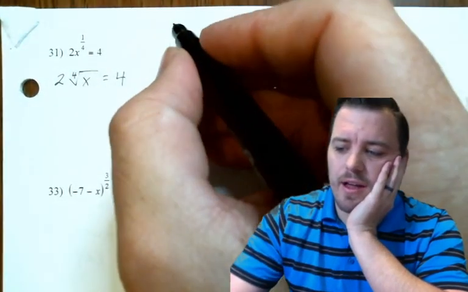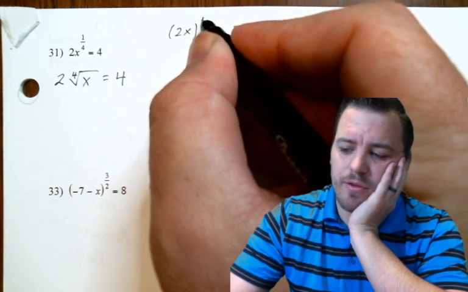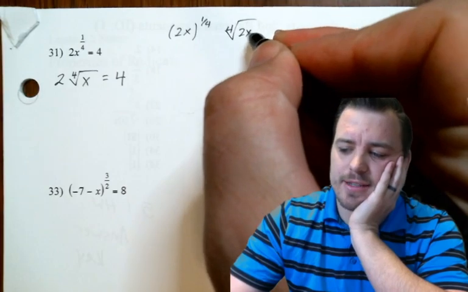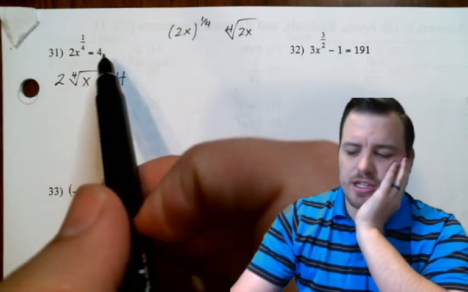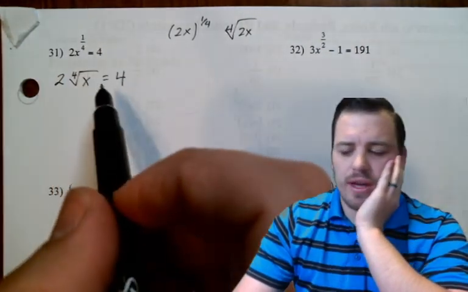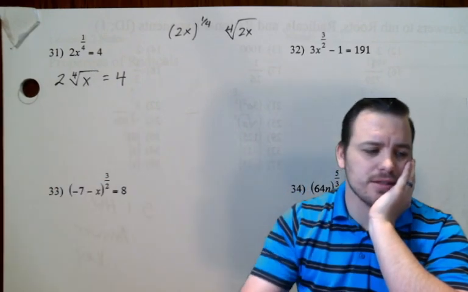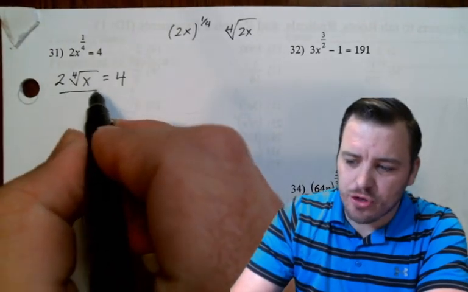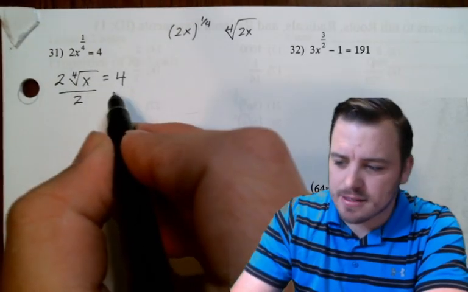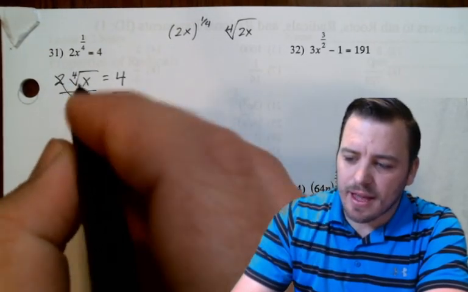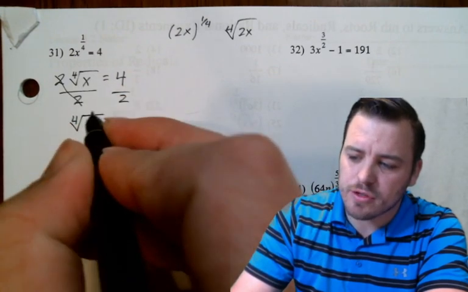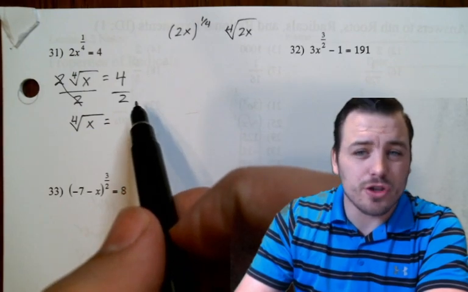Now, if it looked like 2x to the 1/4, that's when we would know the index is 4 of 2x, right? But with the x just being to the 1/4, we write it as the 4th root of x. Then from here, we divide both sides by 2 because our goal is to isolate x. That cancels, and I get the 4th root of x is equal to 4 divided by 2, which is 2.